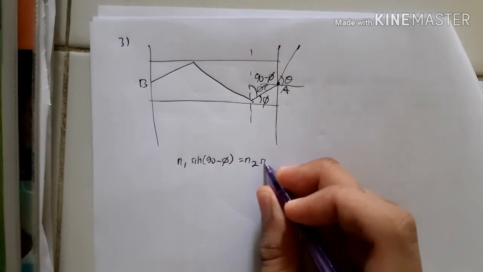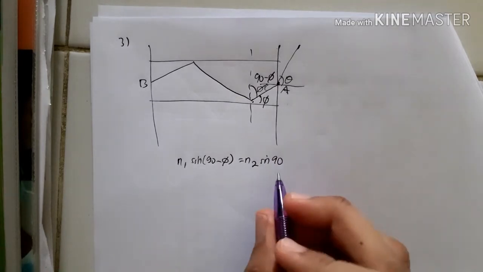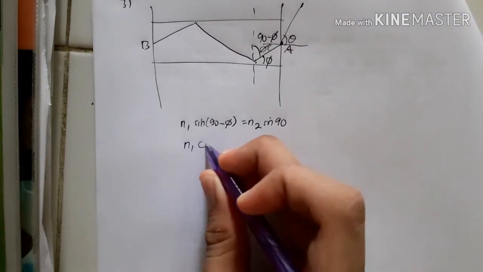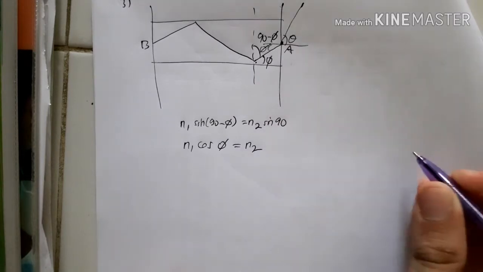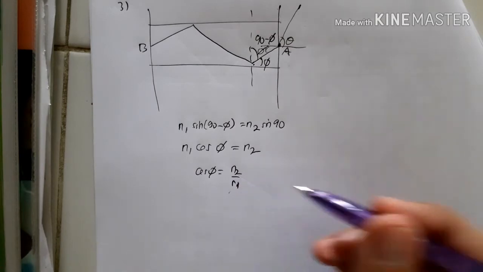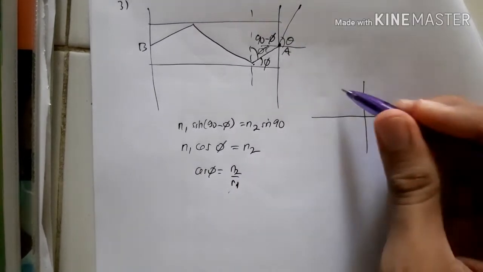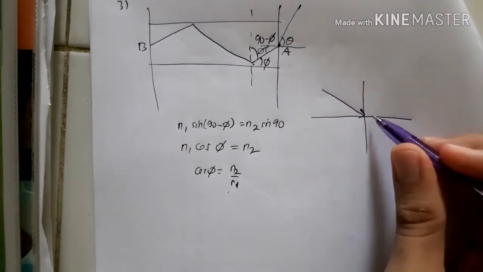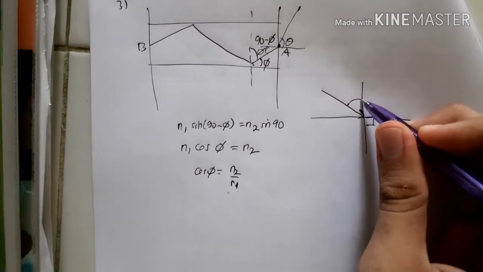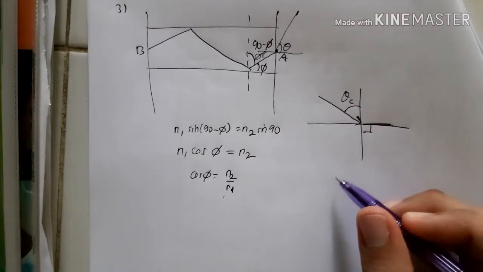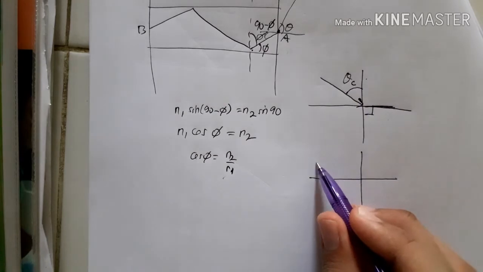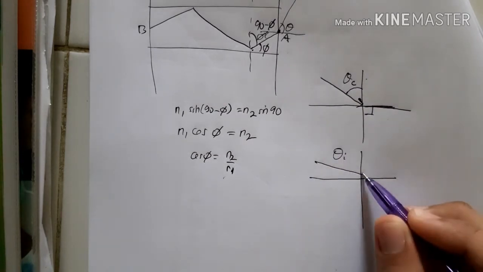Now let's just assume that this is also 90 degrees. Now this is actually for the critical angle, right? So this is n1 cosine phi equals n2. So cosine phi equals n2 over n1. This is what I mean: when you have a light coming here, if the refracted angle is 90 degrees, the angle of incidence is called the critical angle. For total internal reflection to happen, this angle should be bigger.